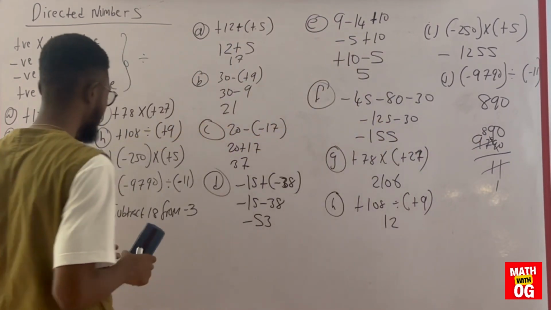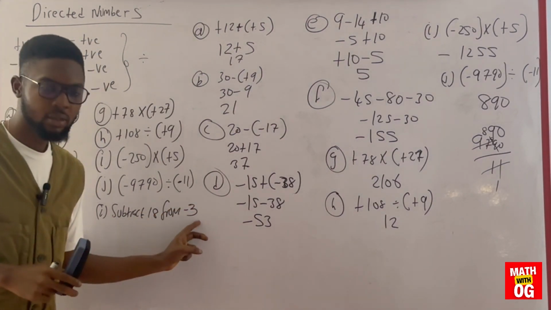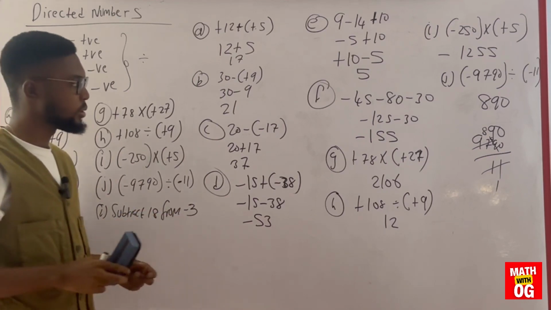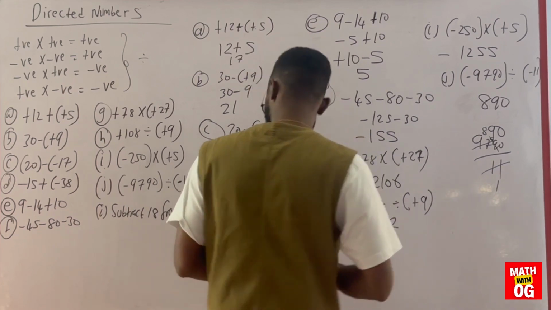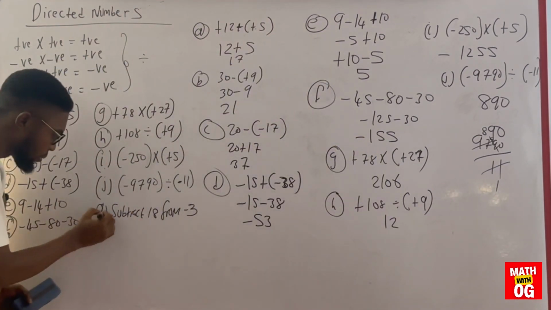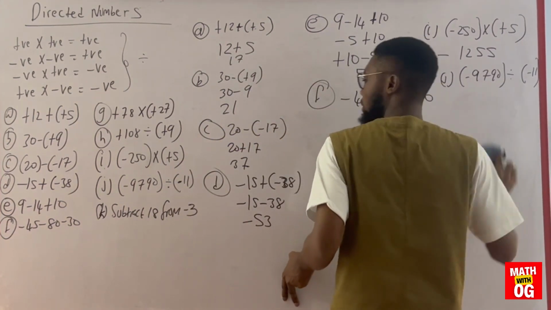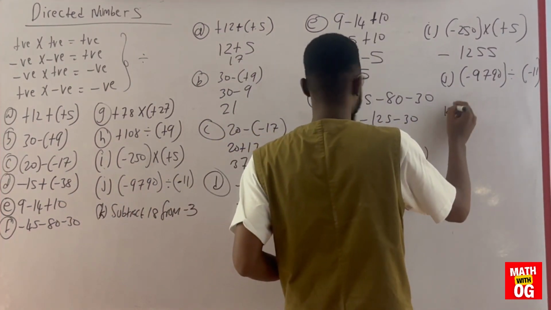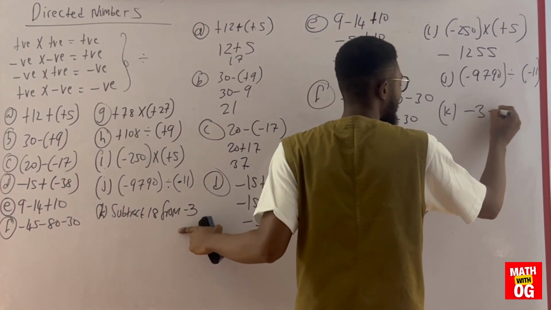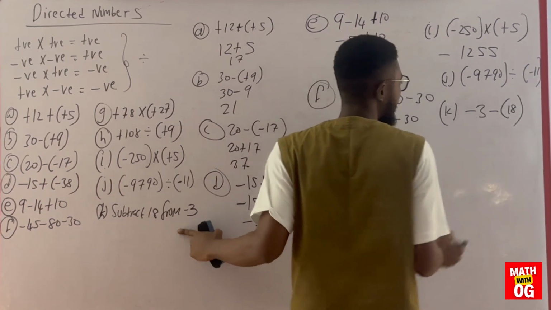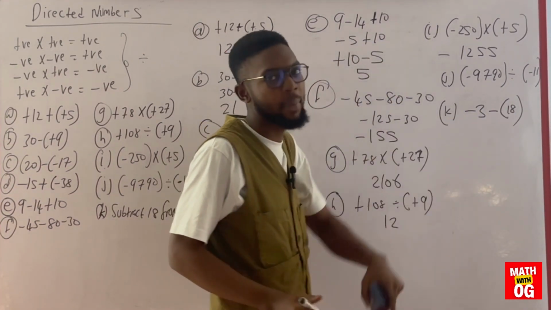Okay. Last question. Subtract 18 from minus 3. We are removing 18 from minus 3. So let's change this to K. You have subtract 18 from minus 3. So I had a minus 3. I want to subtract 18 from it. So I'm subtracting 18 from minus 3. That's minus 3 minus 18.